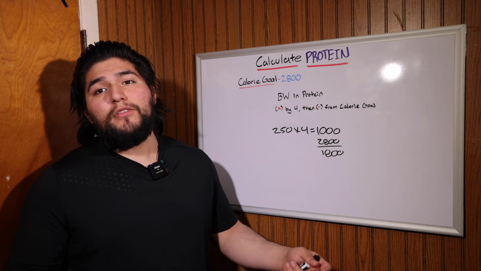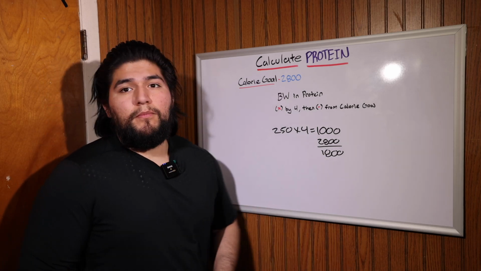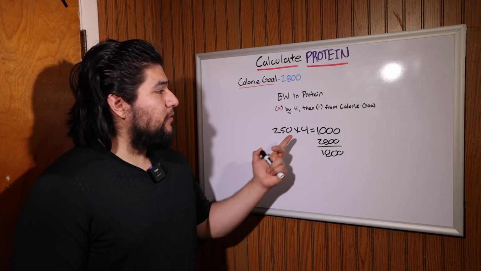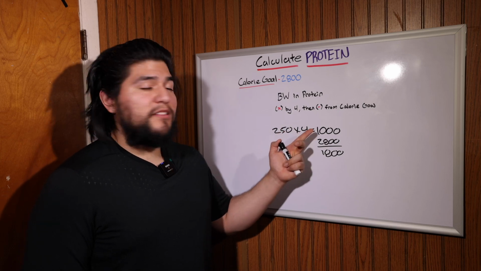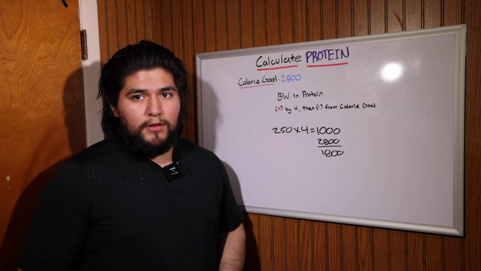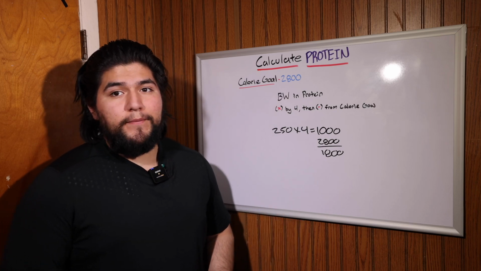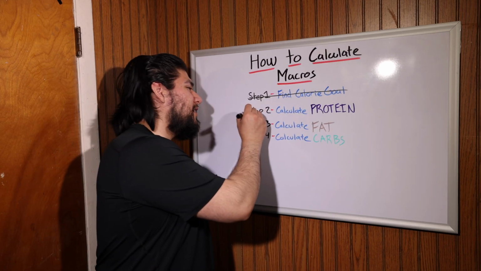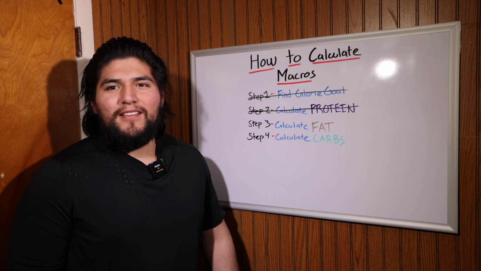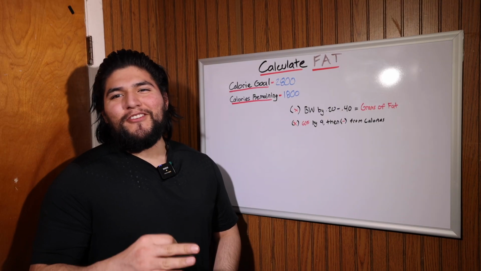So if you want to calculate your protein, just take body weight in protein, multiply it by 4, and subtract that number from your calorie goal. That should give you your remaining calories. This number is important for calculating fat. Step 2, calculating your protein, complete. On to step 3.